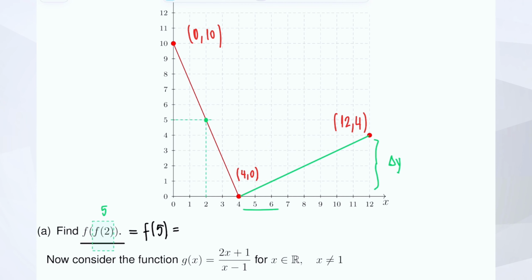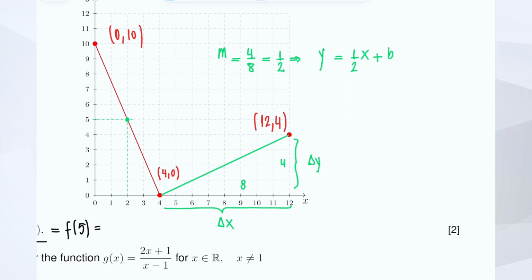So we can then replace 5 in x. Of course, we're gonna get half as a result, but let's get there analytically by taking delta y and dividing by delta x, which means 4 divided by 8. And if the slope is 1 over 2, we can finish this by finding b, replacing one point that the line crosses. So that could be (4, 0) or (12, 4).